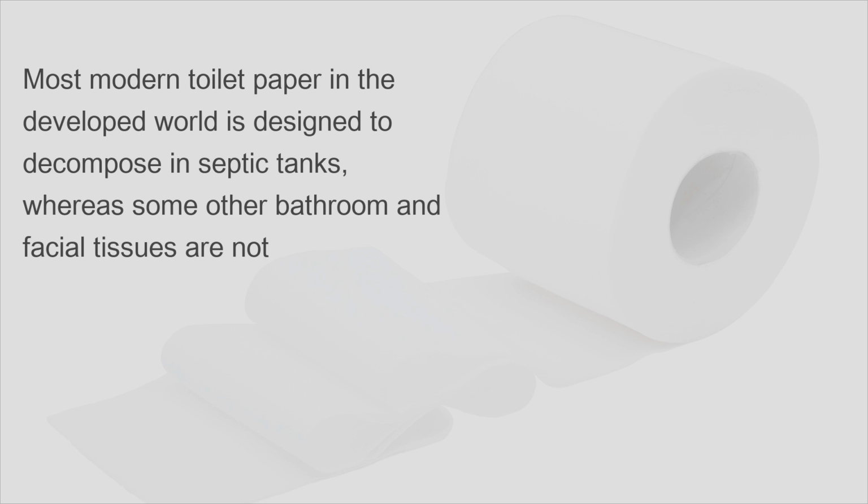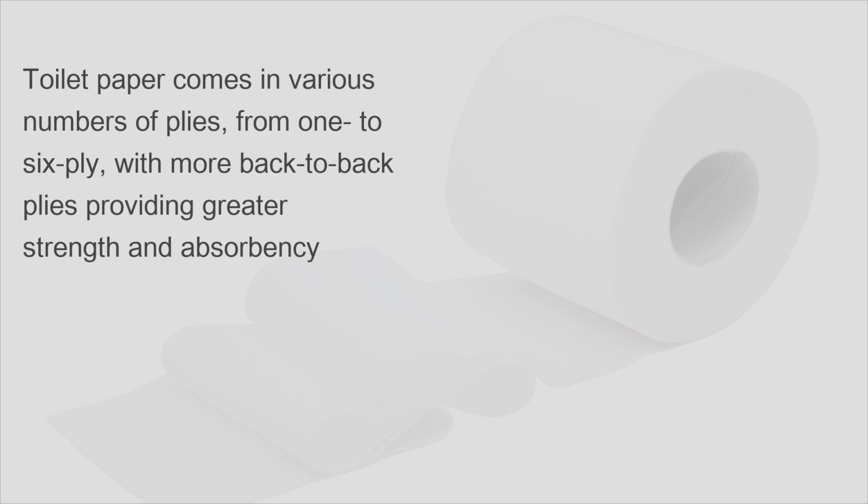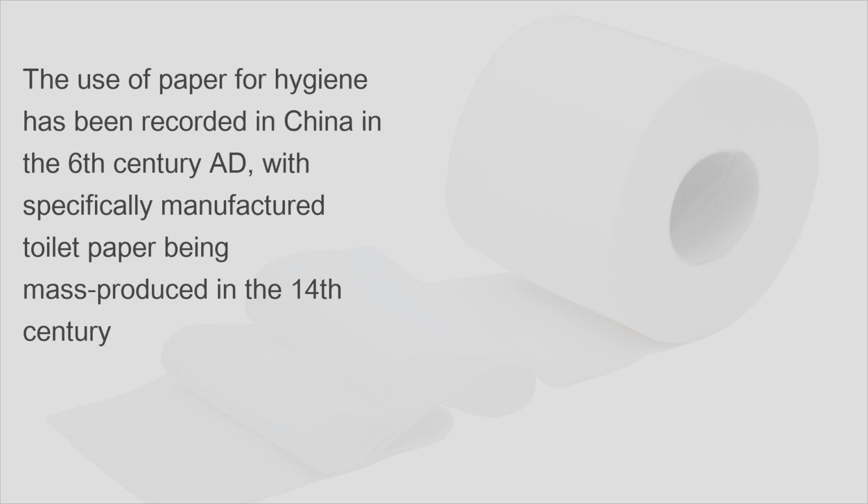Most modern toilet paper in the developed world is designed to decompose in septic tanks, whereas some other bathroom and facial tissues are not. Toilet paper comes in various numbers of plies, from 1 to 6 ply, with more back-to-back plies providing greater strength and absorbency. The use of paper for hygiene has been recorded in China in the 6th century AD, with specifically manufactured toilet paper being mass-produced in the 14th century.